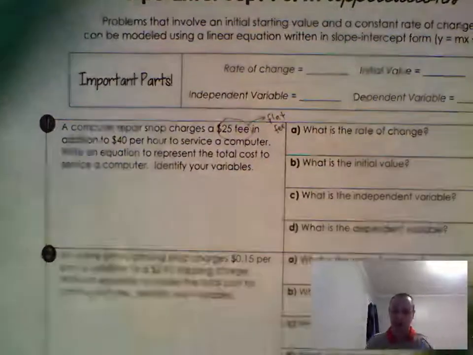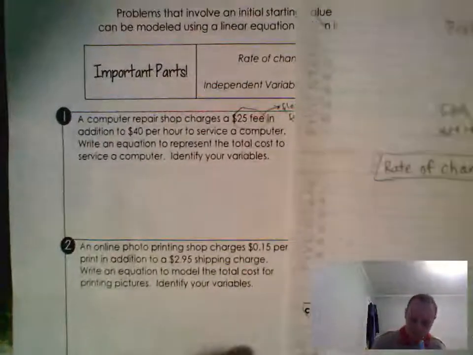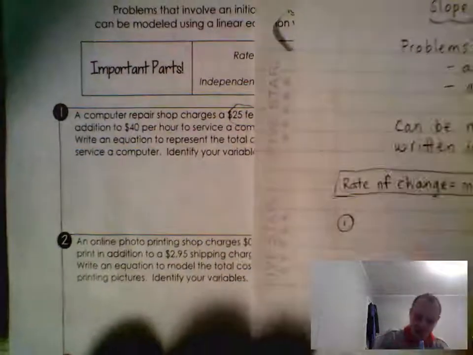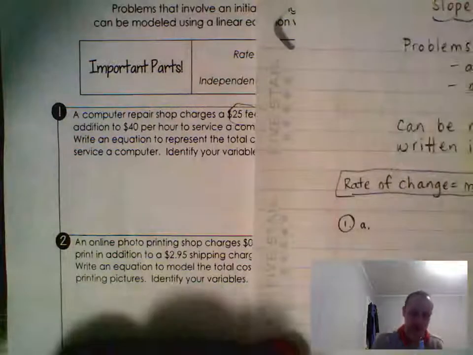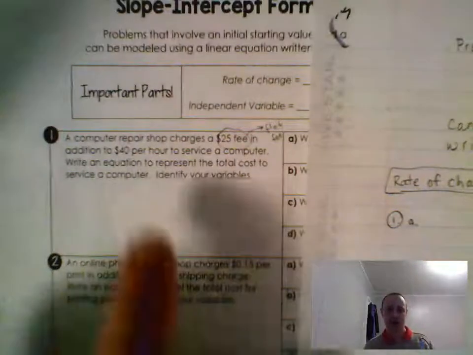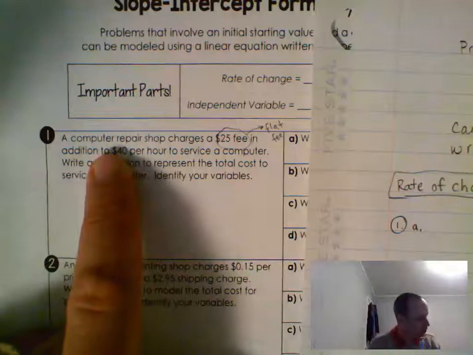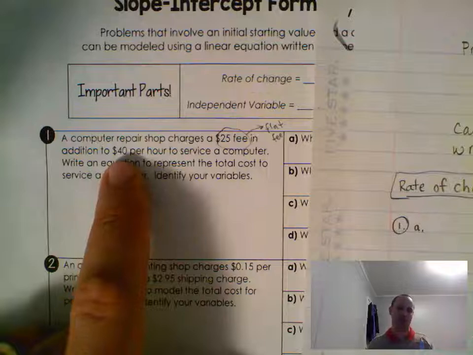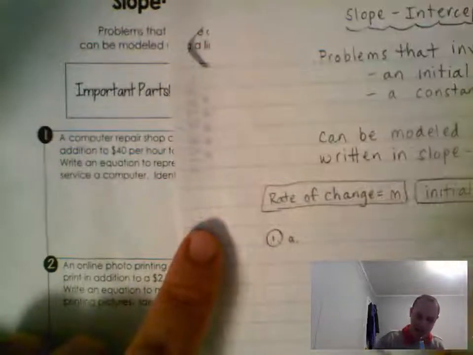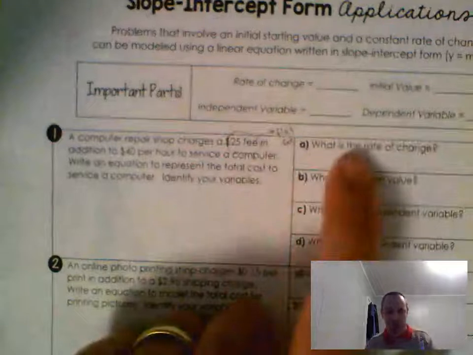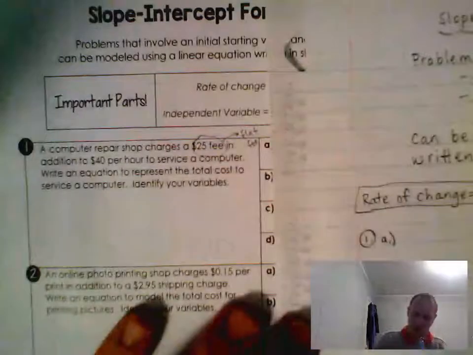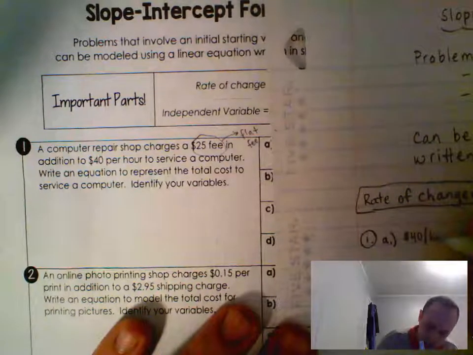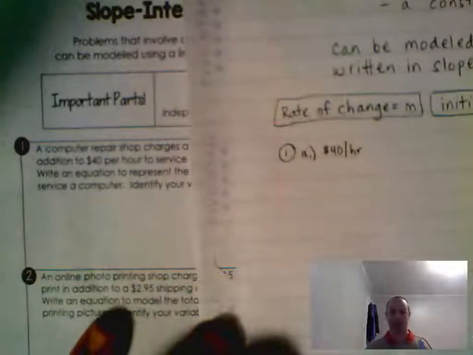Let's put down number 1 on our separate paper. What is the rate of change? The way it changes here is this number 40, because the change here is in hours. So for A, the rate of change is $40 per hour, or $40 for every hour. That's the rate of change.